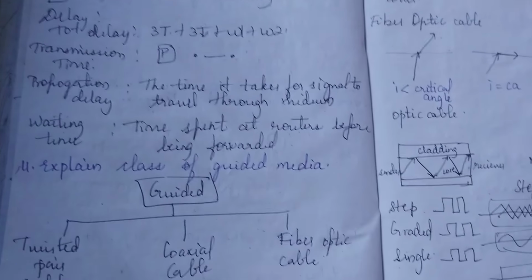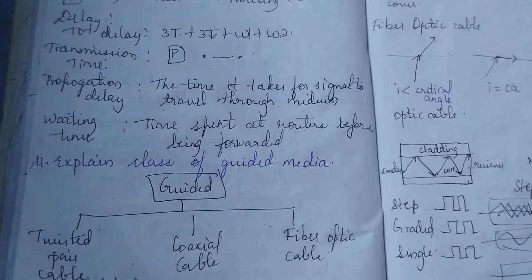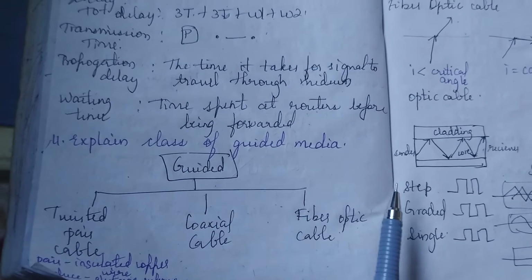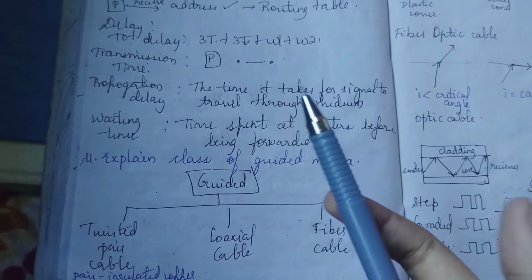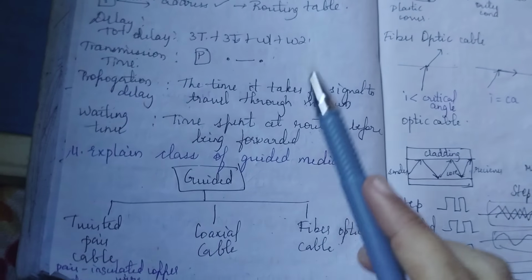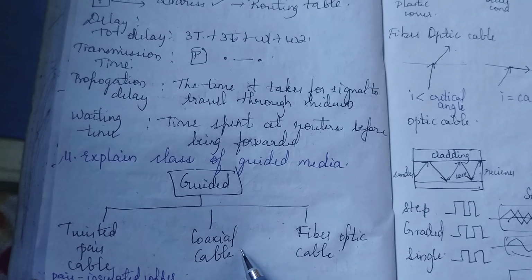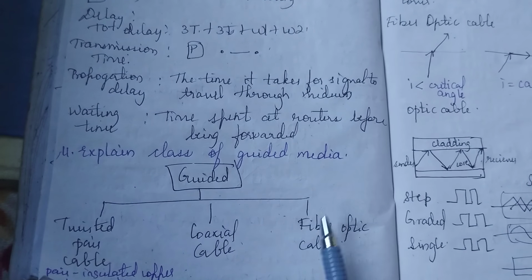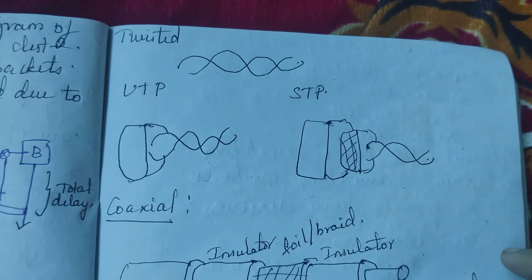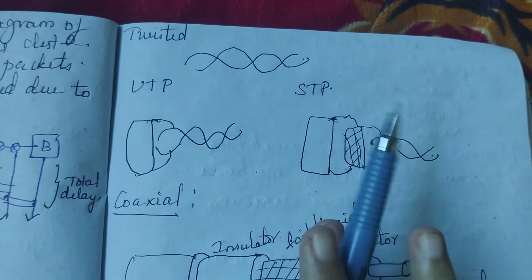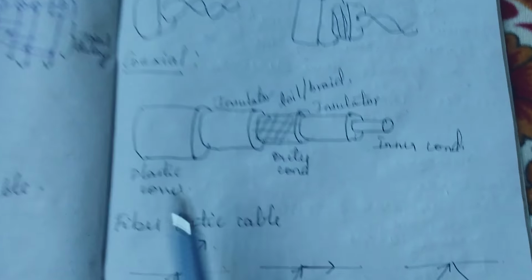Then comes explain classes of guided media. So we have three classes: twisted pair cable, which we already explained. Do you remember? Shielded and unshielded and all. Then we have coaxial cable and fiber optic cable. Twisted pair we have already known, right? Just for your revision I've written here. Write the same points.